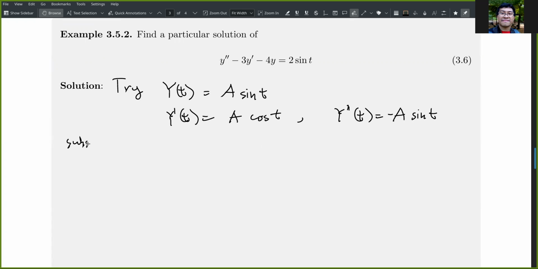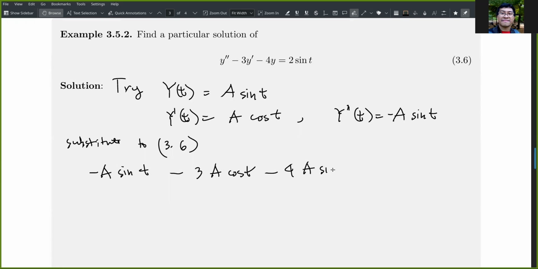And then we substitute this into equation 3.6. You have y double prime, which is minus a sine t, minus 3a cosine t, minus 4a sine t equals 2 sine t. So what we have is minus a and minus 4a, that becomes minus 5a. We also add this minus 3a.